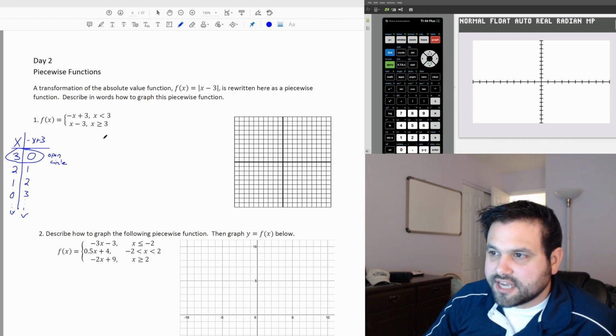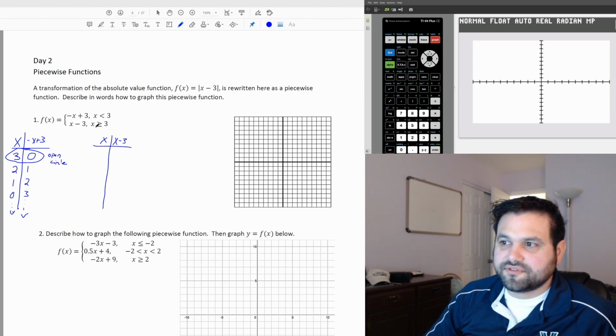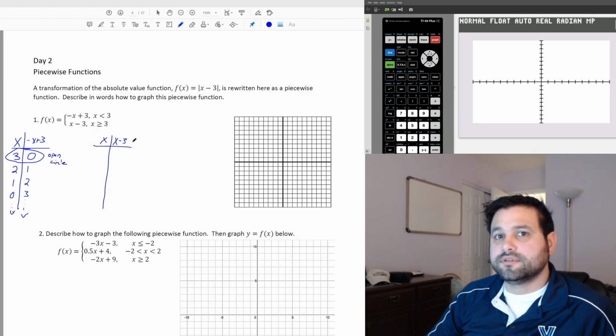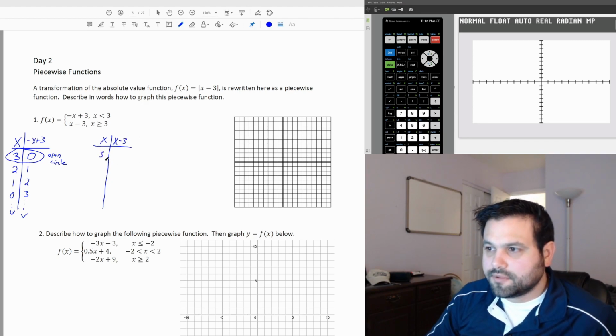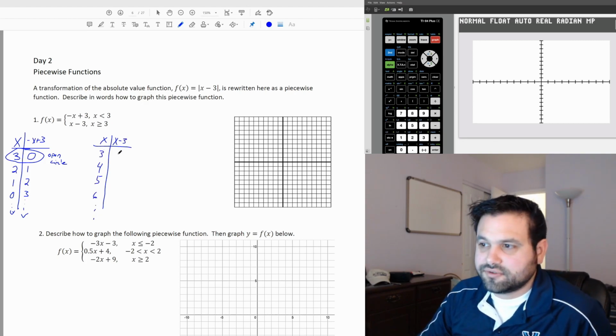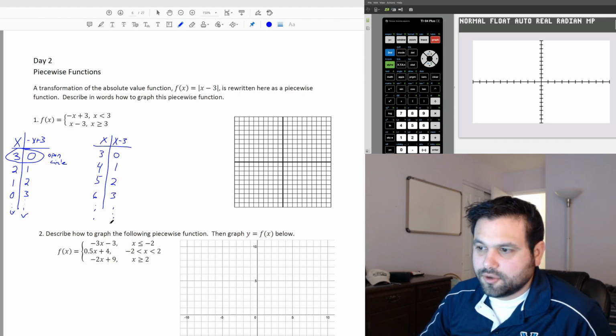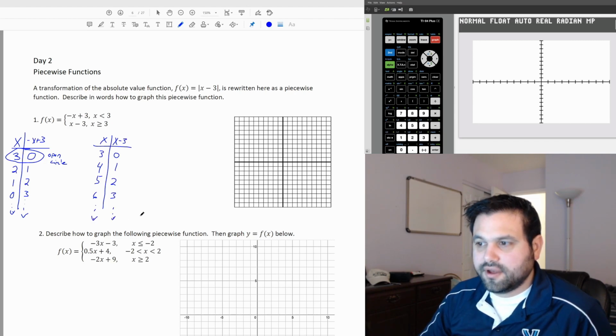Now I have to create the table for the next rule, which is x minus 3. And this is for x being greater than or equal to 3. So I'm going to start with 3 and go greater. So 3, 4, 5, 6, and so on. It goes on forever. And I'm going to plug this in. So 3 minus 3 is 0. 4 minus 3 is 1. 5 minus 3 is 2. And so on. That goes on forever.